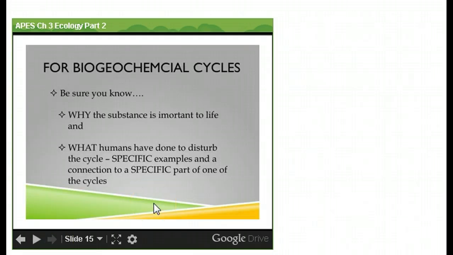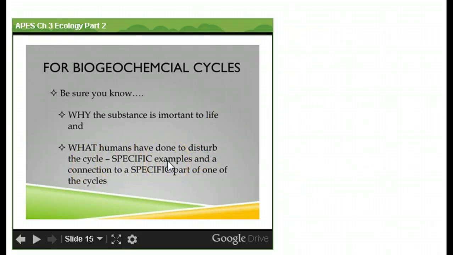So when we're talking about the AP test, you need to think about this: you need to know why each substance is important to life. So what it's used for in life. So remember, nitrogen is for proteins. Phosphorus is for energy. Remember those things that we talked about? And then what humans have done to disturb the cycle.